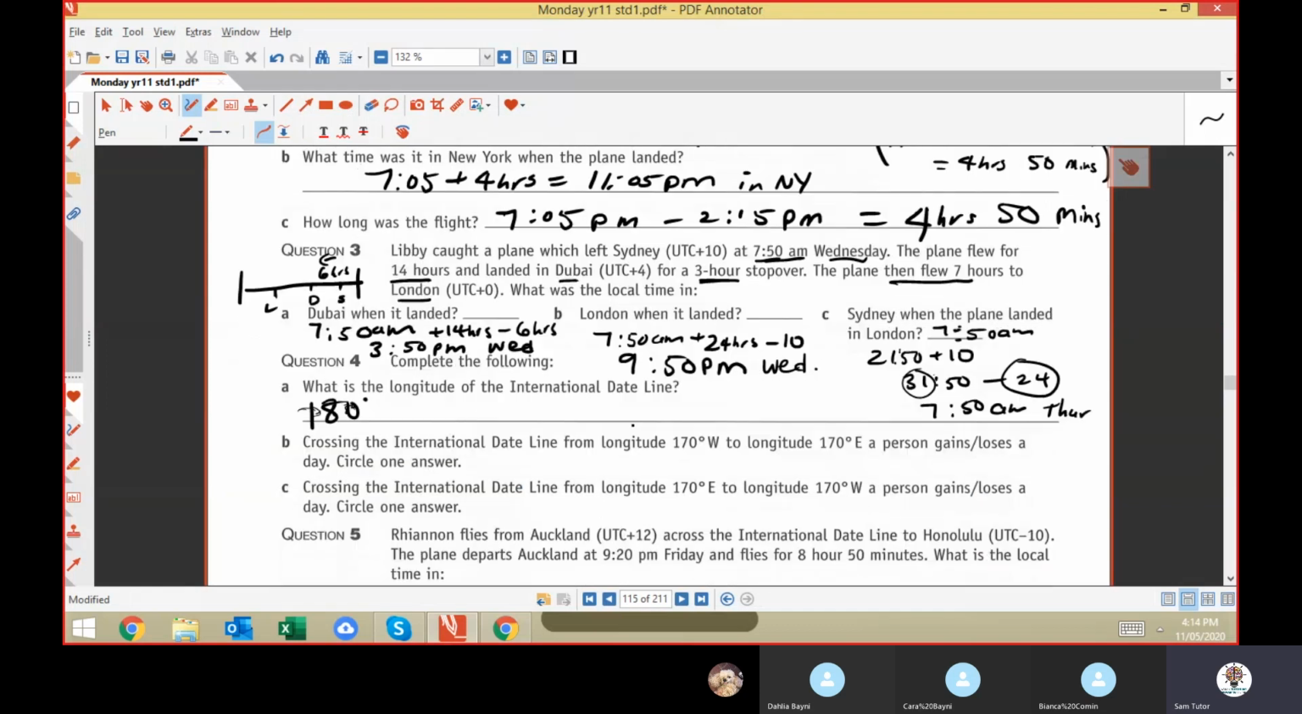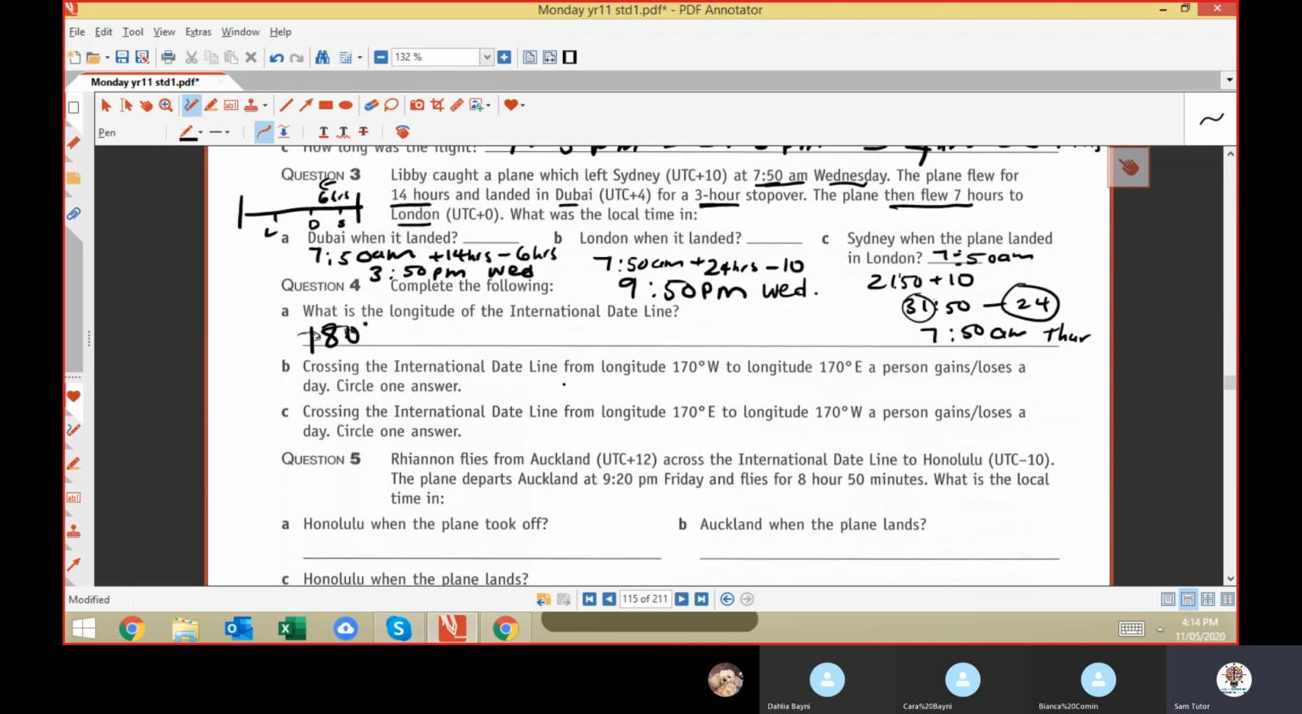Do we even need this one? Crossing the international dateline from longitude 170 west to 170 east, a person gains or loses a day. Well, if you went from 170 west to 170 east, what's happening? You're going ahead.